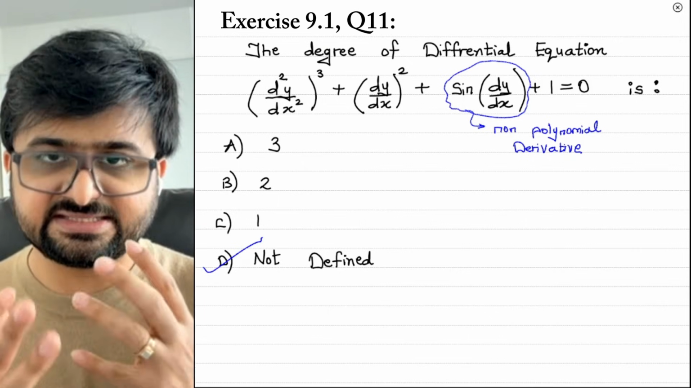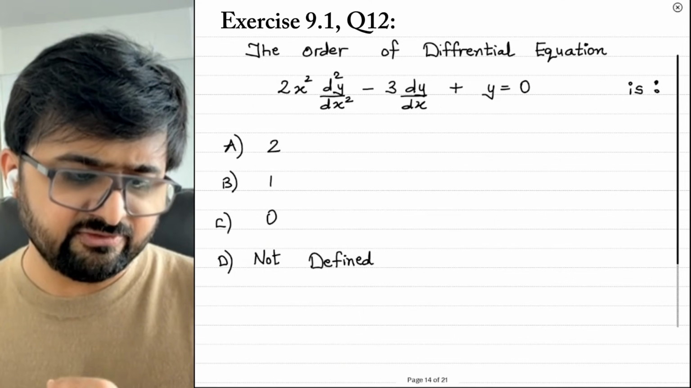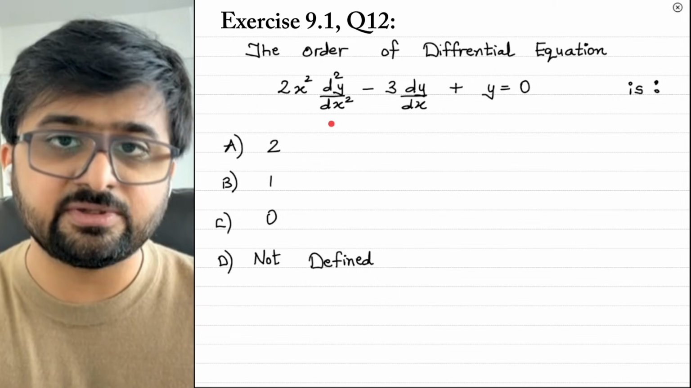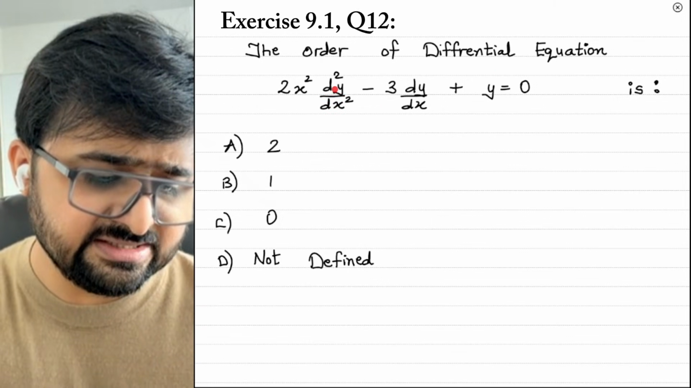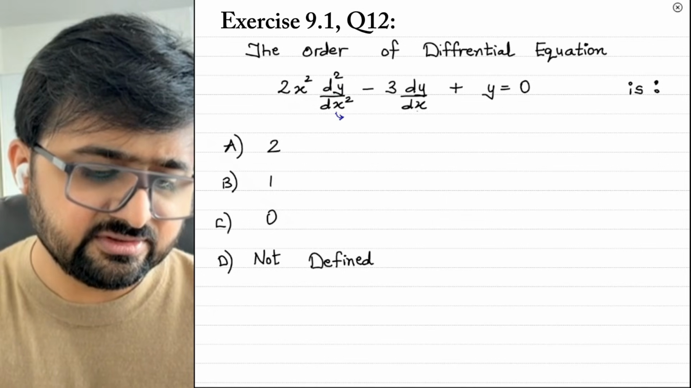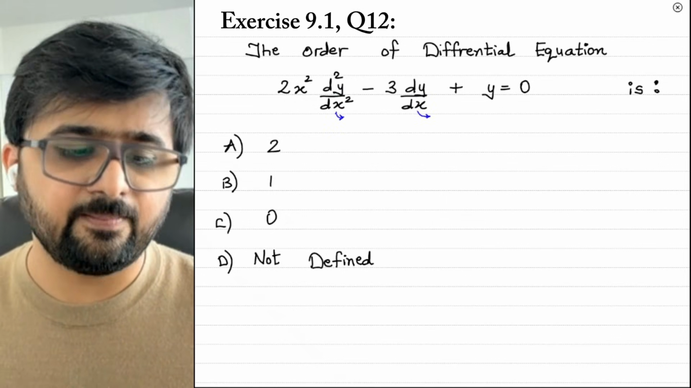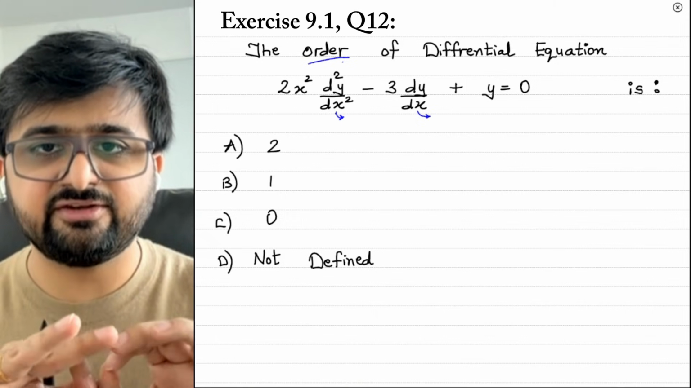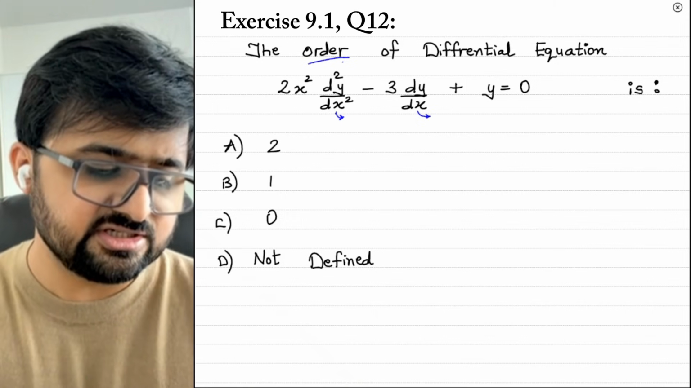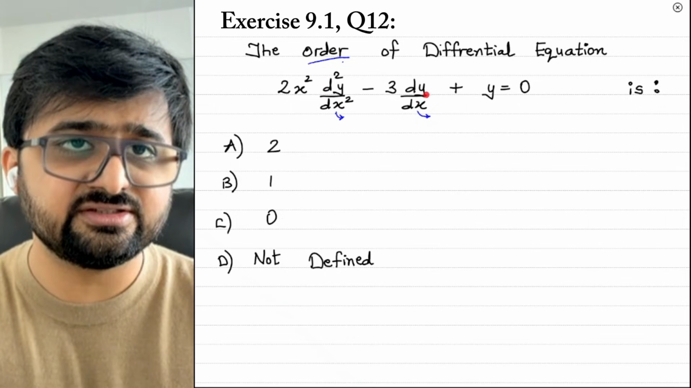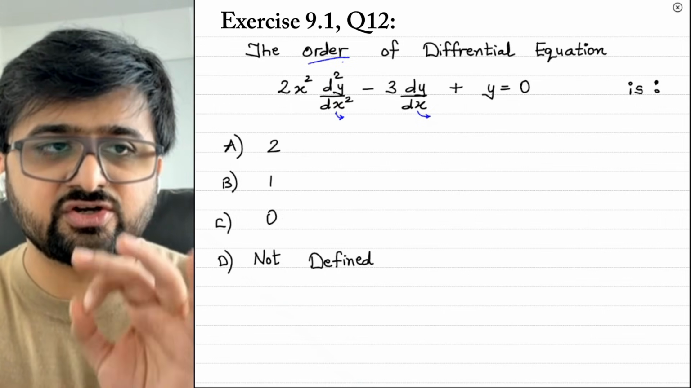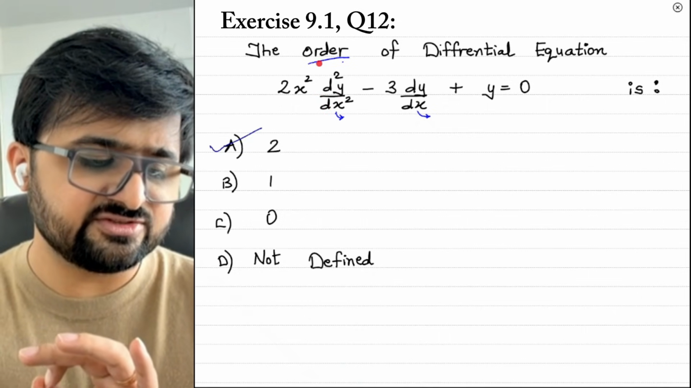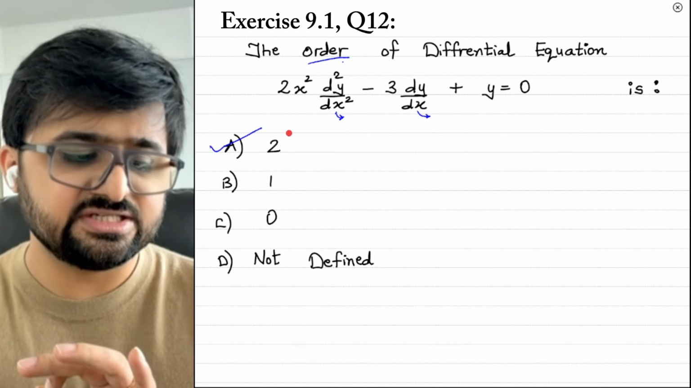All right, let's look at the next example. Let's find the order of this differential equation. Again, a multiple choice. In this case, this is the second order derivative. This is the first order derivative. So if you want to find order, order is nothing but the highest order of the derivative present in a differential equation. So in this case, this is the second order, this is the first order. So the highest order of the derivative present in this differential equation is 2, which is why the order of the differential equation is 2.